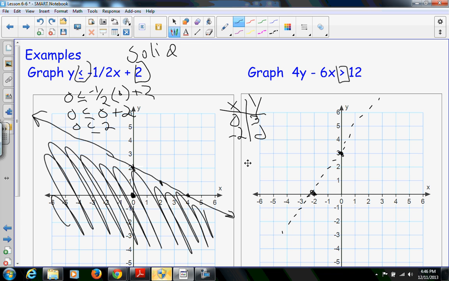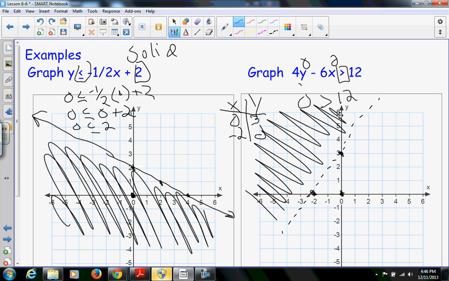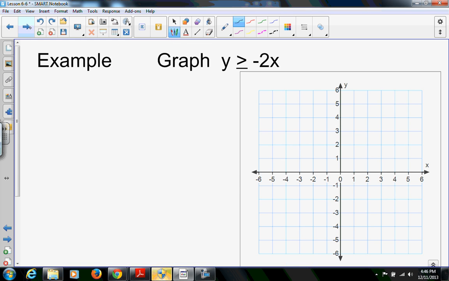Now I test the point 0, 0. If I plug in 0 for y and 0 for x, really I have 0 is greater than 12. Well, that's obviously false. 0, 0 is right here, so now I shade the other side of the line. All right, last example here. Let's see if the computer keeps cooperating with me.